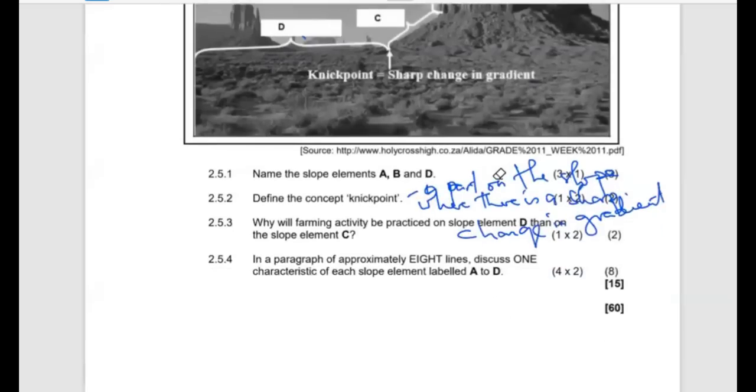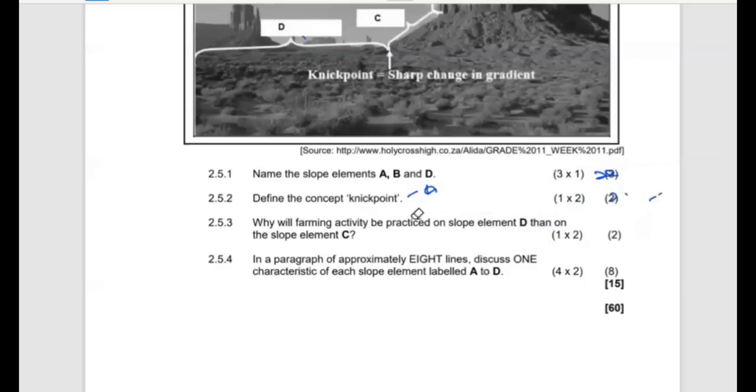Then the next question is saying, why would farming activity be practiced on slope D than on the slope C? Why would we do farming on slope B here? Right, one reason for slope D here, you can see that it's gently sloping, making it easier to do farming.